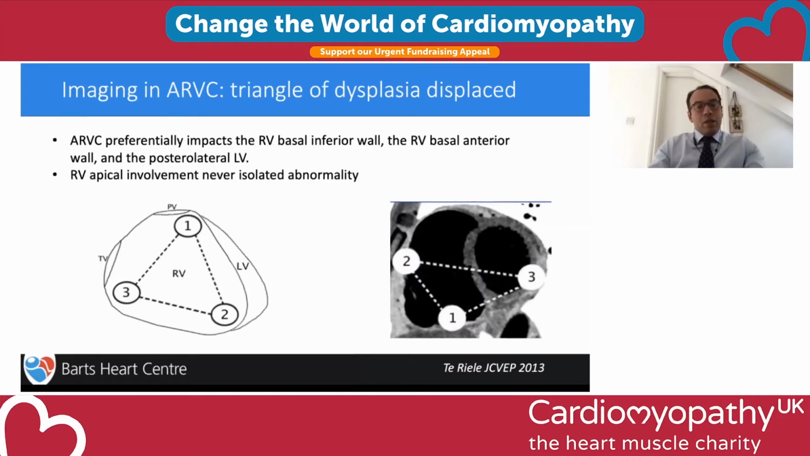And here, this is one of the first presentations where we actually thought of the triangle of dysplasia, what we were used to seeing at the time in the right ventricular angiography. But you can see here with the MRI scan, we now know that's a bit different, and actually the places that we thought arrhythmogenic cardiomyopathy preferentially affects are now a bit different. So our understanding continues to develop significantly with the imaging techniques.